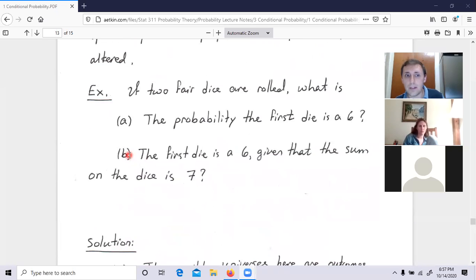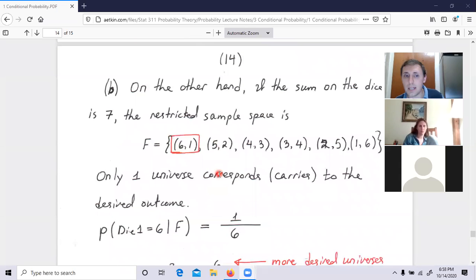What happens if I do problem B? The summation is 7. That means that my sample space is restricted to one of 6 outcomes, and only one universe has this feature. Look at it, 1 over 6. Do you see what happened? The numerator universes, the universes that could have this feature, has been limited, but so has been the denominator.